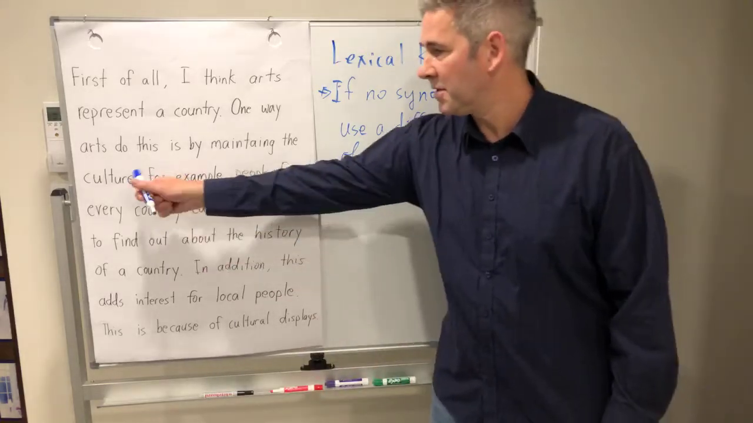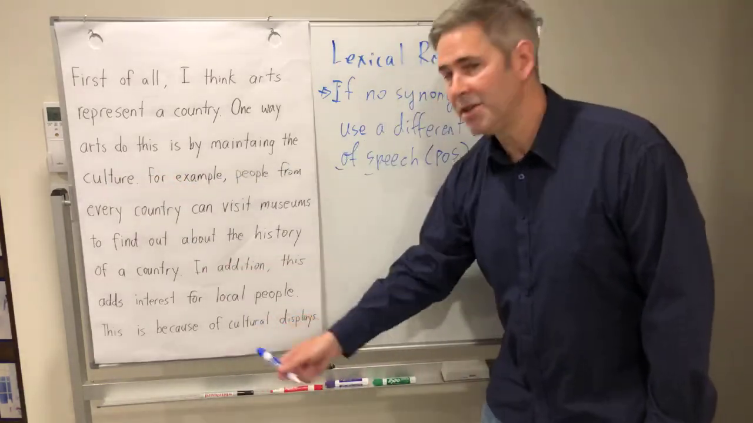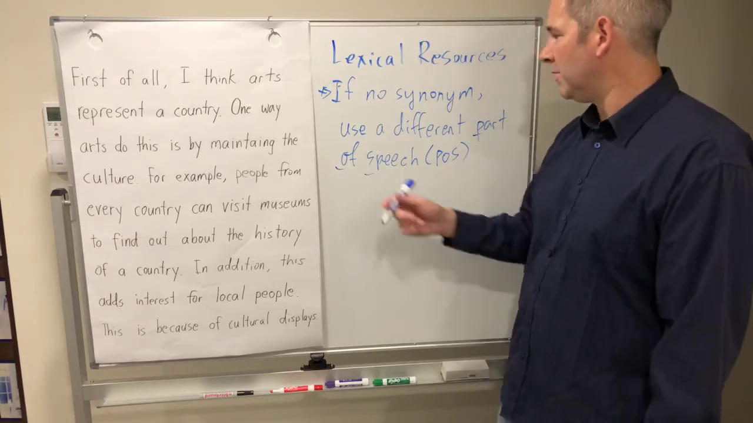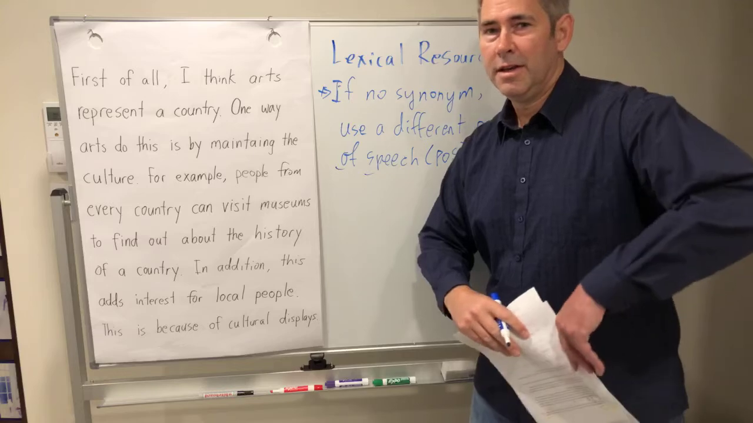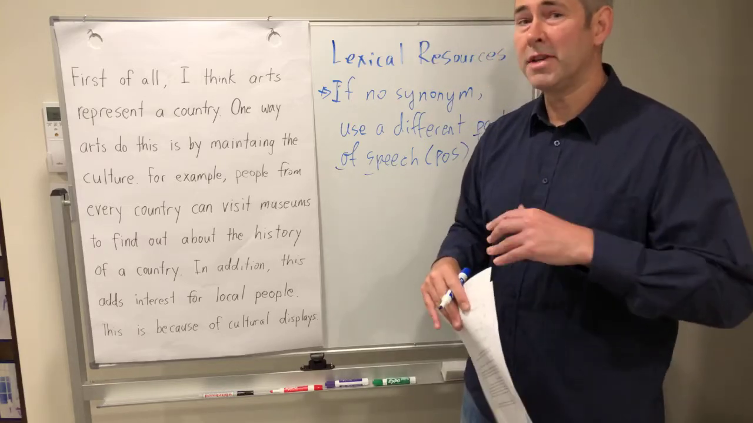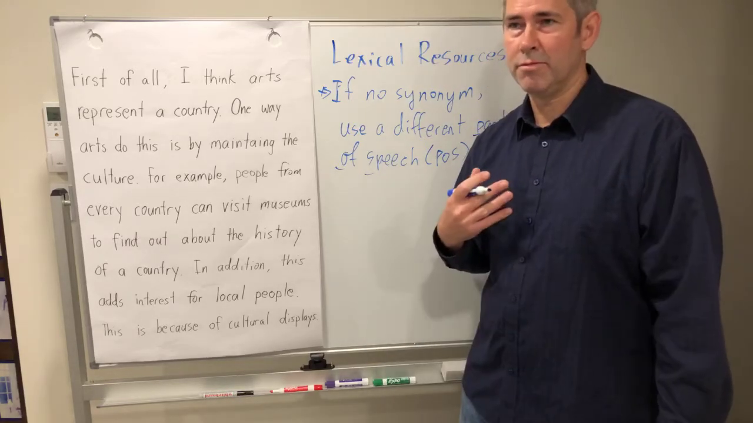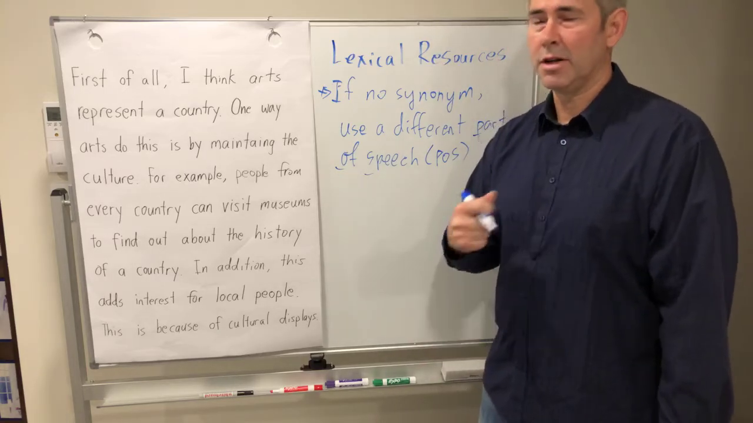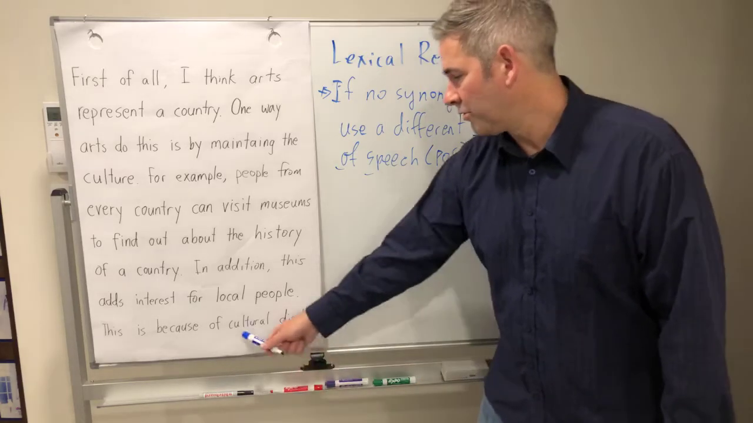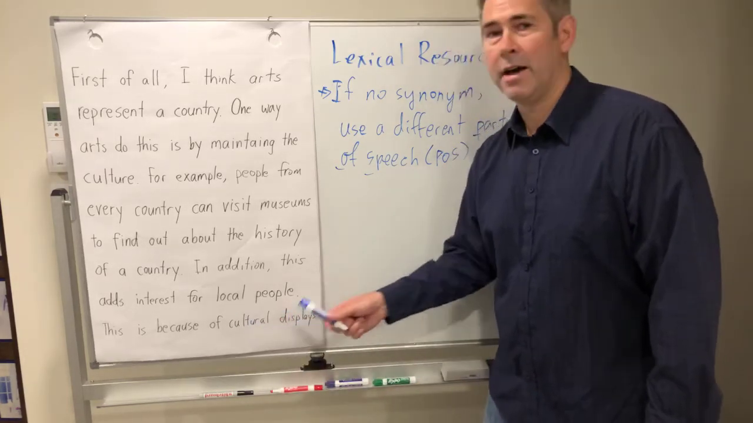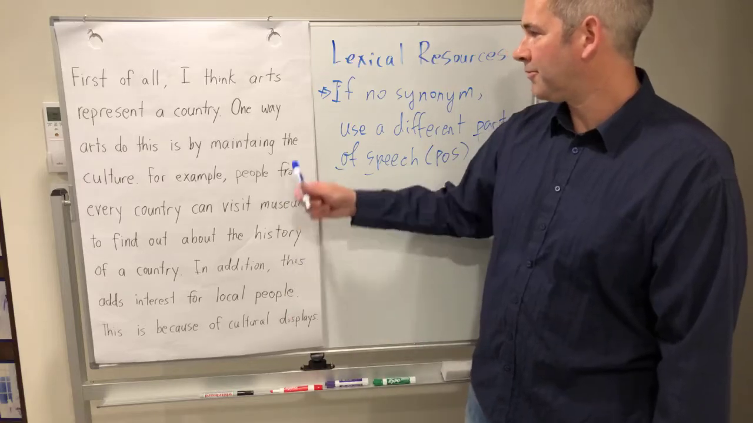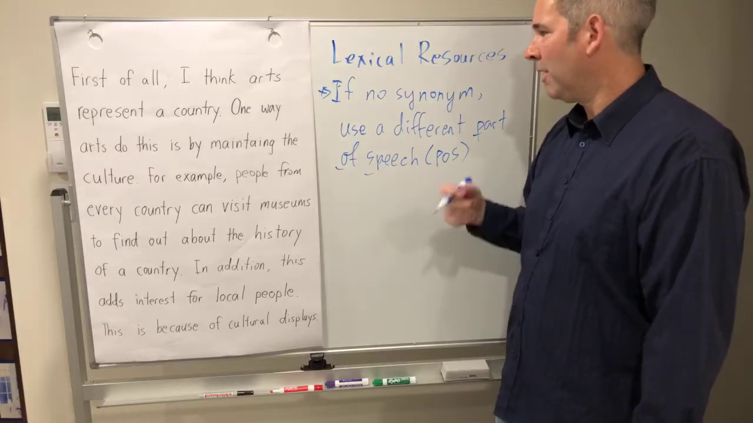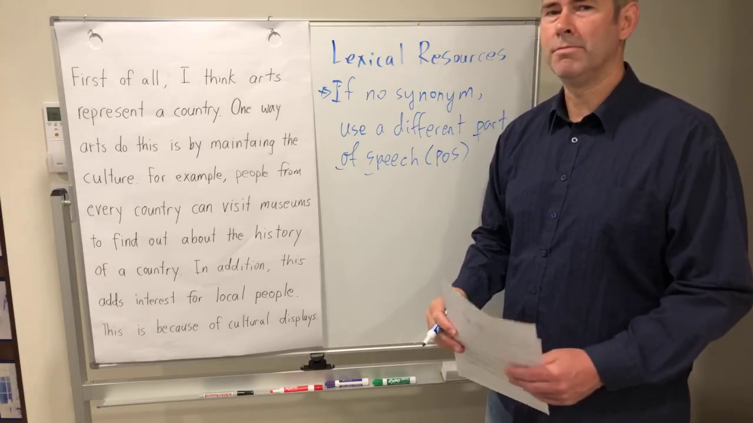Part of speech means here is the noun, culture, here is the adjective, cultural. So I'd like to point out that I think the student is doing a good job of using different parts of speech. It goes some way to using a wider range of vocabulary, but it also demonstrates a good knowledge of grammar. So cultural displays, that's the adjective, noun, combination. Maintaining the culture. So definitely good use of grammar, but you might have a synonym for cultural.